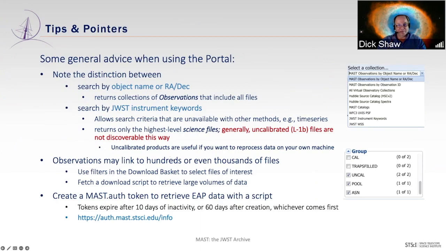Observations may link to hundreds or even thousands of files. So I highly encourage folks to use filters in the download basket to select the things they really, really want. Not many people would be interested in the GuideStar files, I suspect. And because of that, it's best to fetch a download script to retrieve very large volumes of data. Finally, you'll need a token.